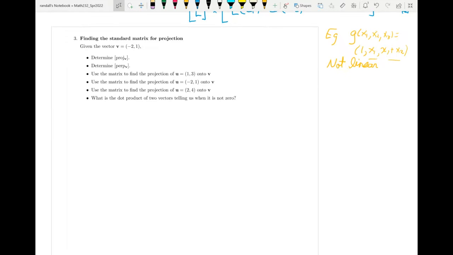Now we're going to look at an example we're familiar with, projection. We're going to do projection onto this vector, so projection in R2. We're going to show it's a linear function from R2 to R2. This kind of projection along a vector in R2 is a function from R2 to R2. You start with a vector in R2 and you end up with a vector in R2.